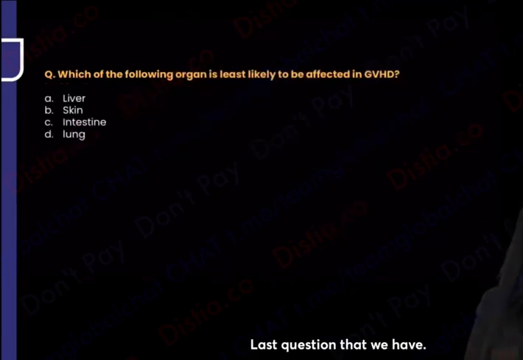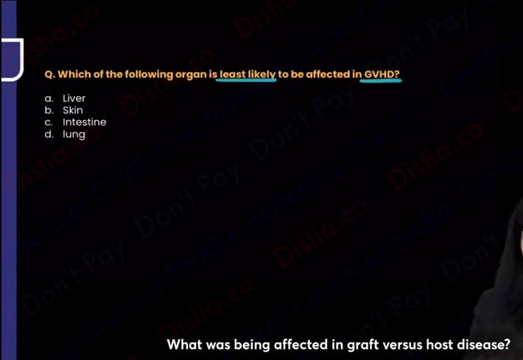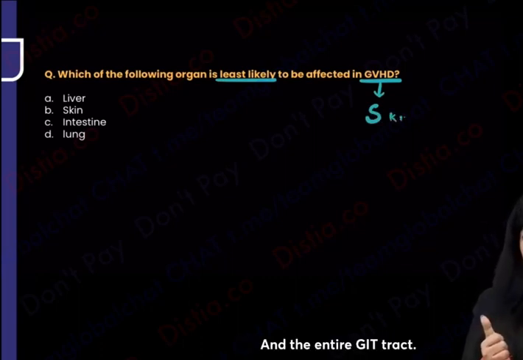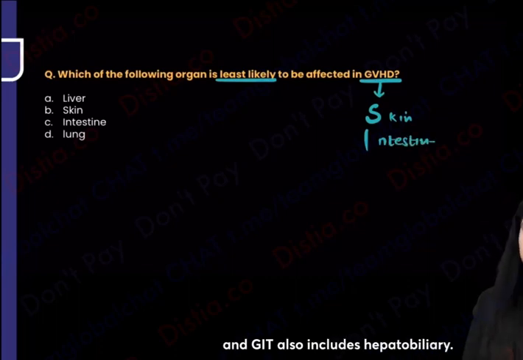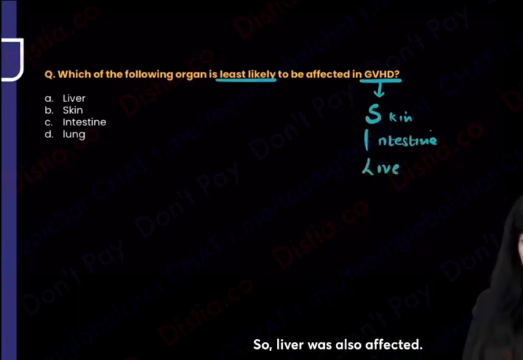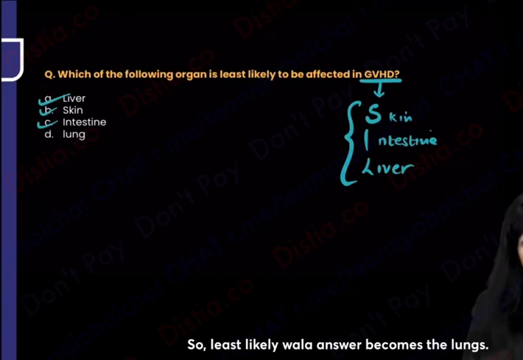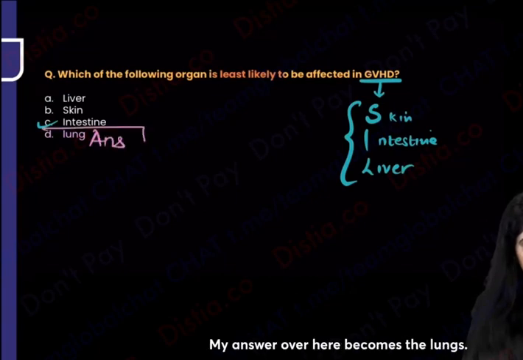Last question that we have. Which of the following organs is least likely to be affected in graft versus host disease? Least likely. What was being affected in graft versus host disease? The largest organ, that is skin, and the entire GIT tract. In the GIT tract, one is the intestine, and GIT also includes hepatobiliary, so the liver was also affected. These were the three: skin, intestine, liver. What is least likely to be affected? The answer becomes the lungs.